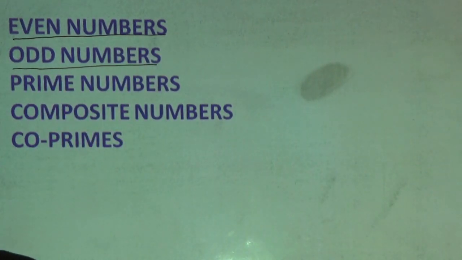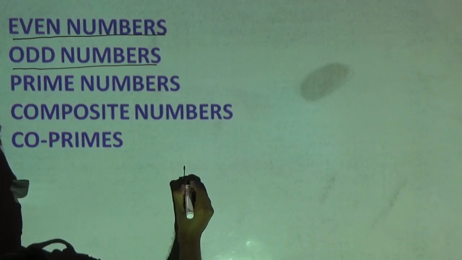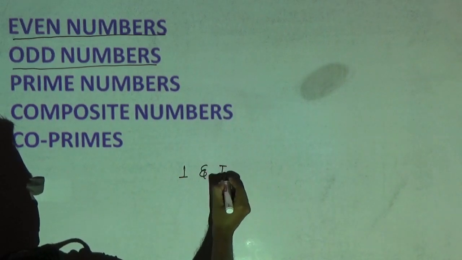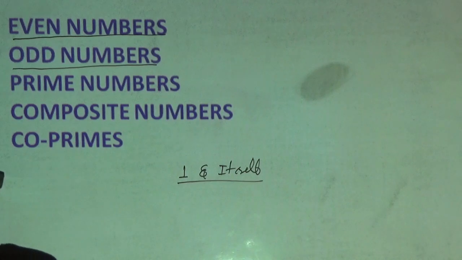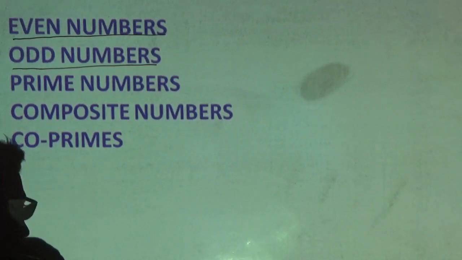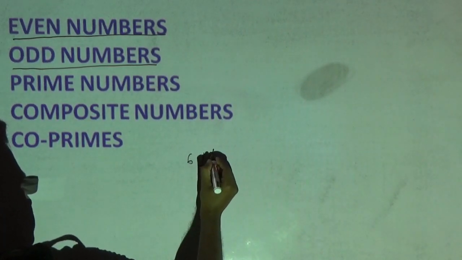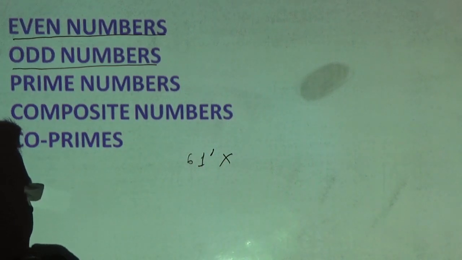Next, I am going to explain what prime numbers are. Prime numbers are those numbers which are divisible by 1 and itself. Now, please observe and kindly note down: 1 is not a prime number.